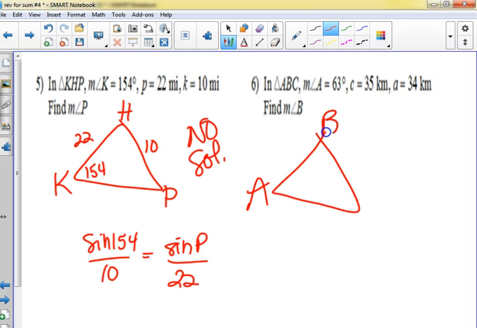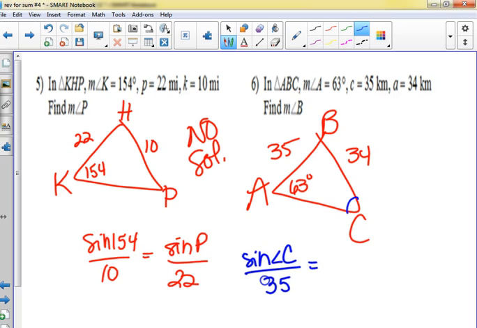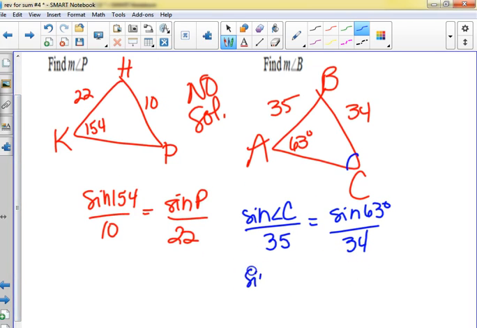Okay. A, B, C, 63, 35, and 34. All right. Well, it says find angle B, but can I find angle B right away? No, I got to find angle C. So I'm going to do sine of C is across from 35 in the same way sine of 63 degrees is across from 34. Then I'm going to type sine of 63 times 35 divided by 34. Get a decimal.